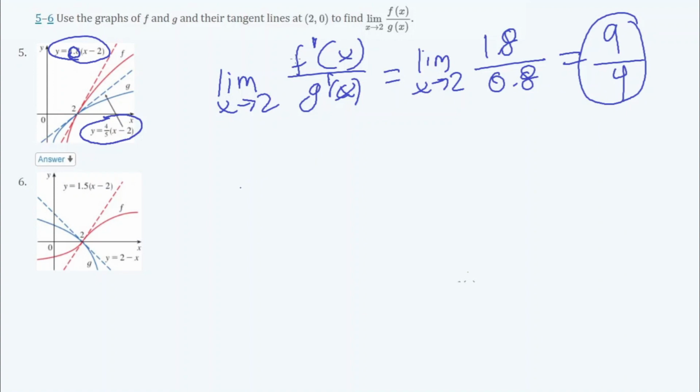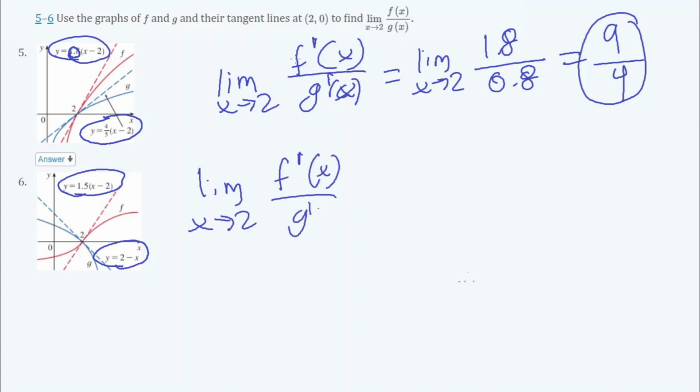Now let's take a look at number 6. Number 6 is essentially the same thing. So we have both of our tangent equations right here. This is going to be for f, this is going to be for g. Rewrite that. So it's going to be the limit as x goes to 2 of f prime x over g prime x. And that's going to be equal to the limit as x goes to 2. Let's take a look at f prime x. f prime x is going to be 1.5 over here. And then g prime x is going to be 1 over here, because in front of the x, it's going to be 1.